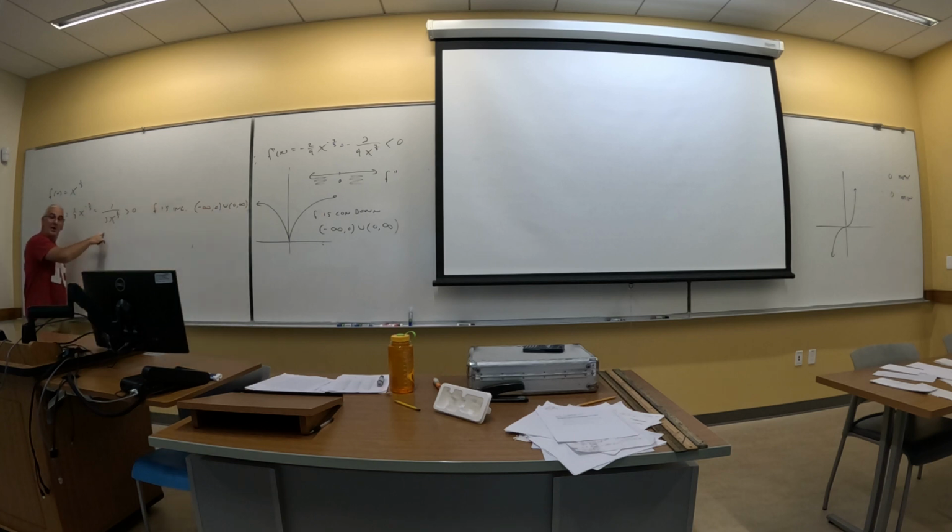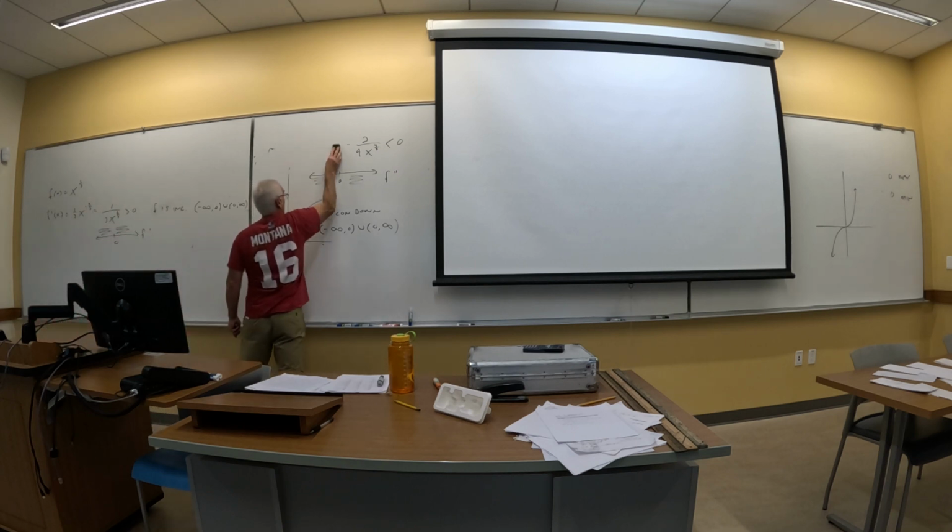I am undefined at 0, just like before, but I never change direction, do I? Okay, so on my f prime number line, if you will, it's always going uphill. There's a blip at 0, and then I'm going uphill again. Now let's consider the second derivative.